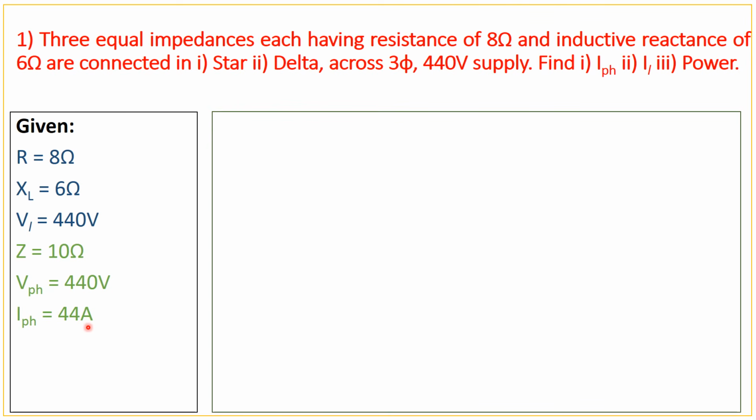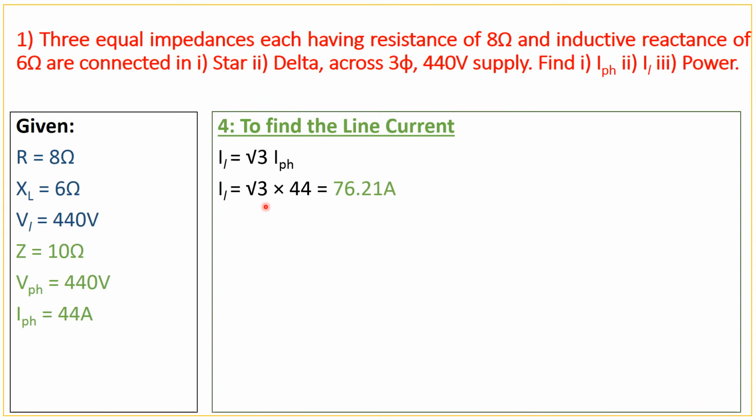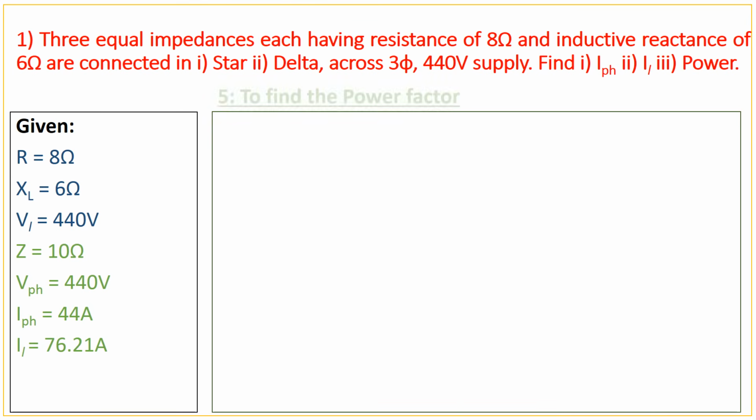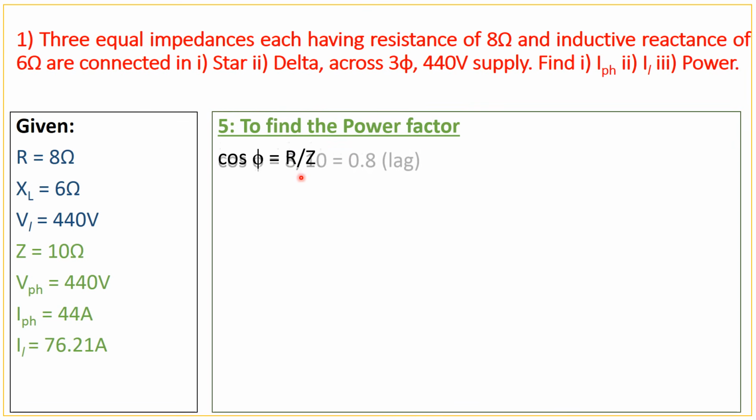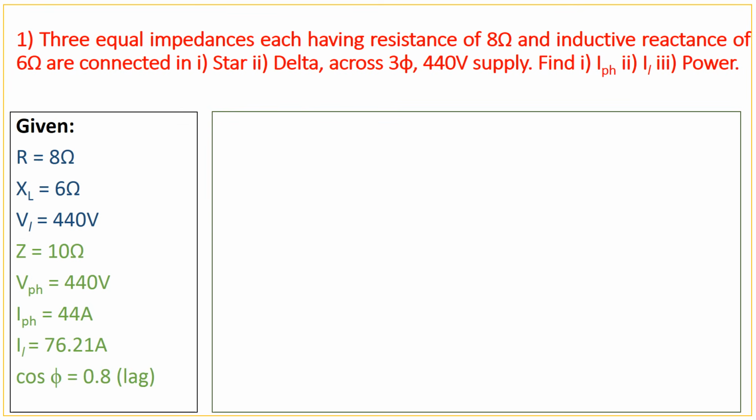I have written 44 amps here. And finally to find the line current, IL is equal to root 3 times I phase. So therefore IL is equal to root 3 into 44, which is equal to 76.21 amperes. Then the power factor remains the same here because R and Z values are the same. Therefore cos phi is equal to 8 by 10, which is 0.8 and lagging.